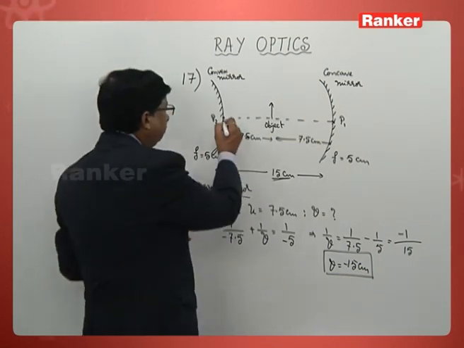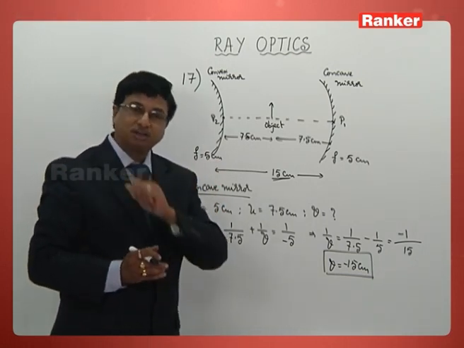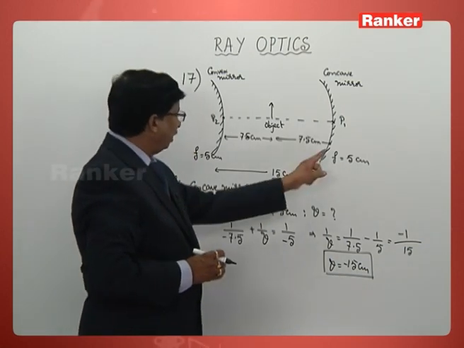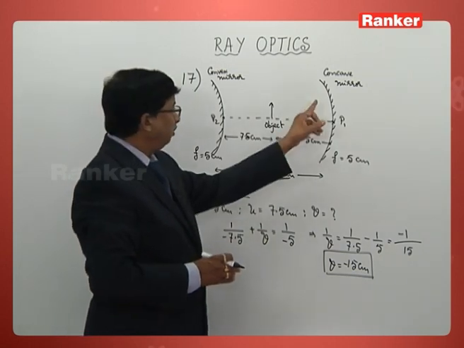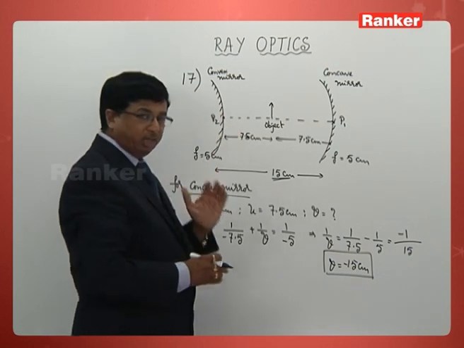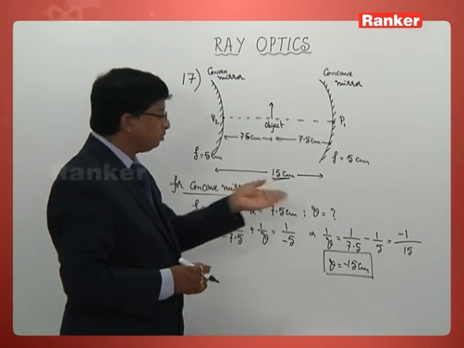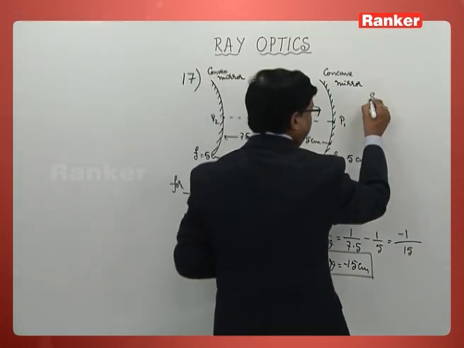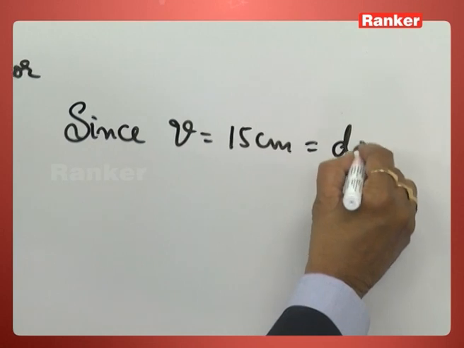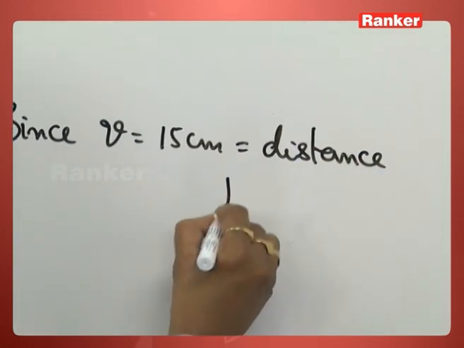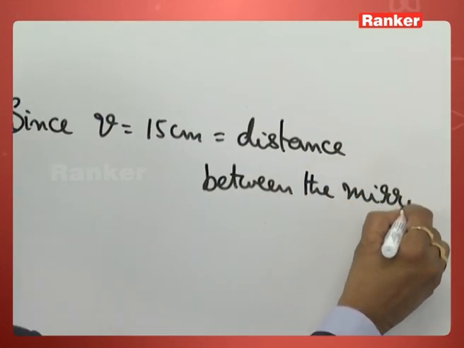That means where will now be the image? The image lies at the pole of the convex mirror. So image distance and distance of separation both are equal. That means the image formed by concave mirror will now be seen exactly at the pole of the second mirror, that is convex mirror. So what must be your option here? You can directly write this way, since v is equal to 15 centimeter is equal to distance between the mirrors. That is the concept we have to understand.